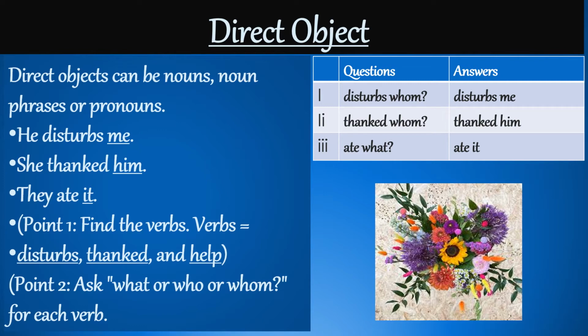Now the second example is she thanked him. Thanked whom? Thanked him. Now him is the word, is the object which answers the question which begins with whom. Sentence 3 is they ate it. They ate what? Ate it. So it is the word which answers the question which begins with what?